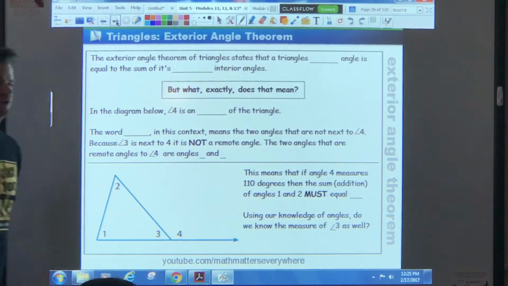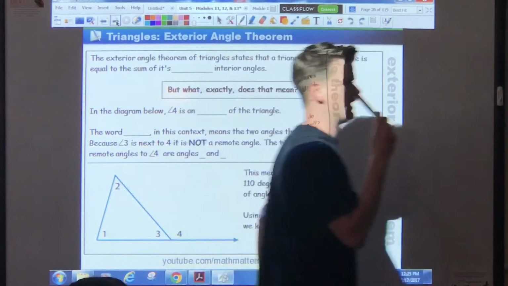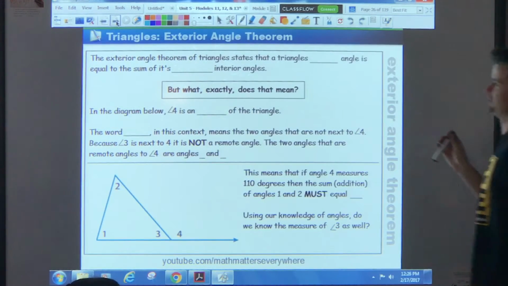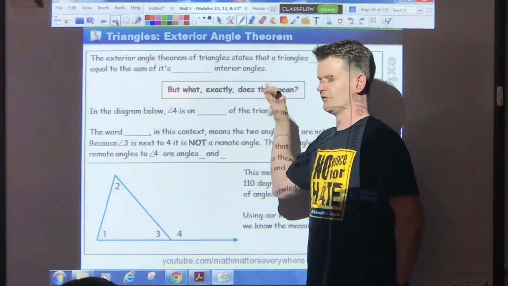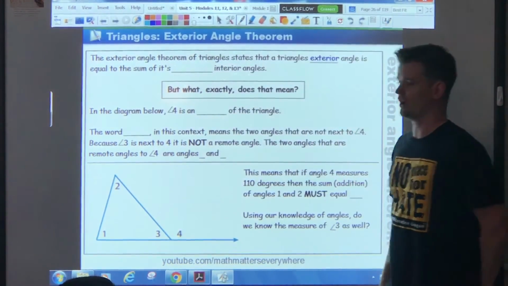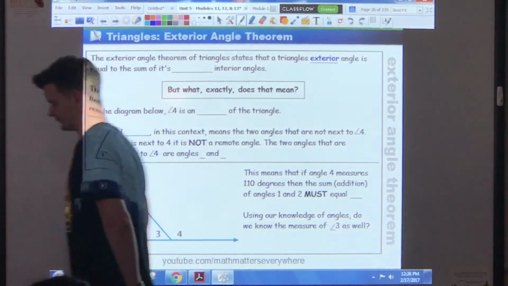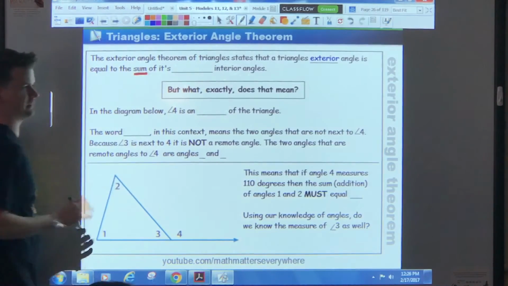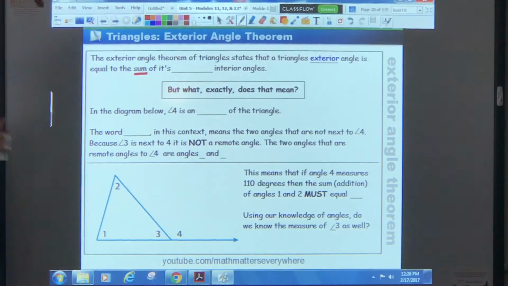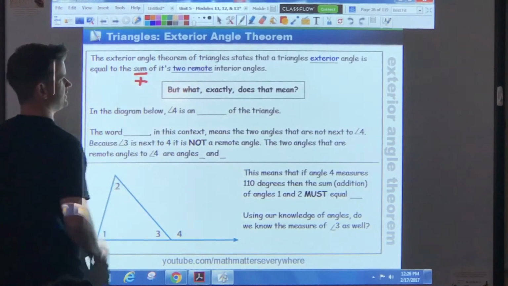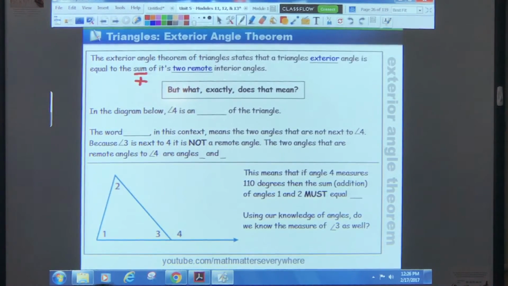The last part of the lesson. We talked about interior angles so far, but now we're going to go outside the triangle. The exterior angle theorem, triangles, is what we're talking about now. It states that a triangle's exterior angles are equal to the sum. What does sum mean? What operation? Addition. Equal to the sum, the addition, of its two remote interior angles.